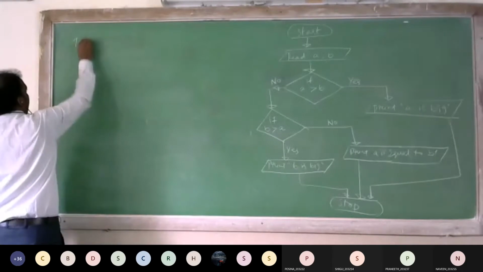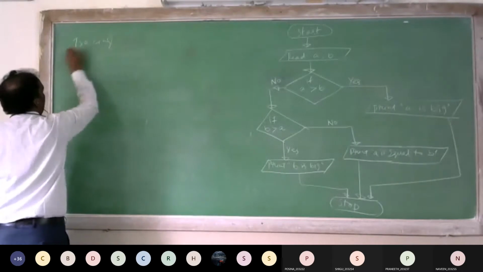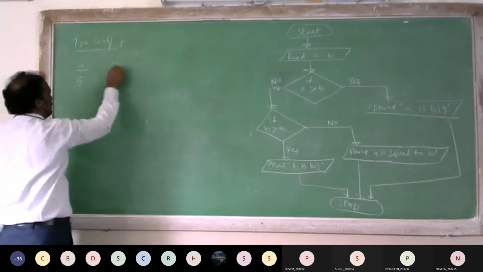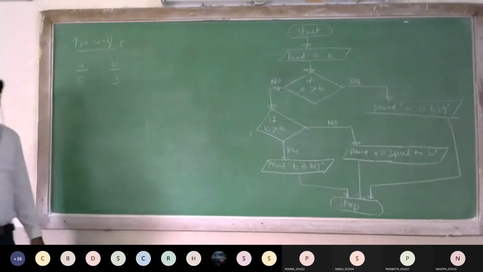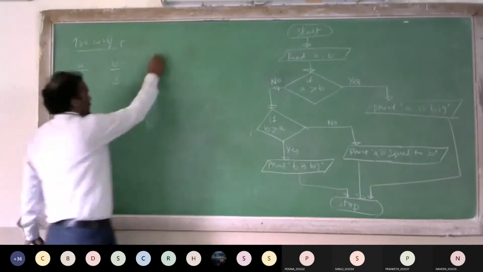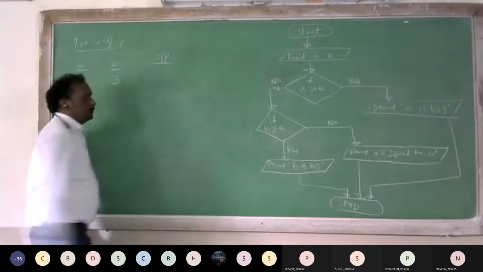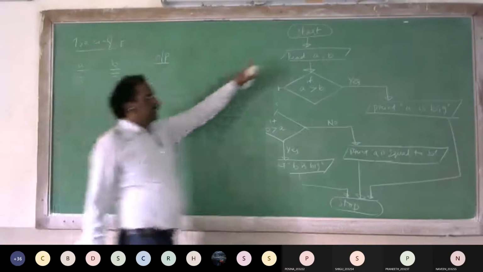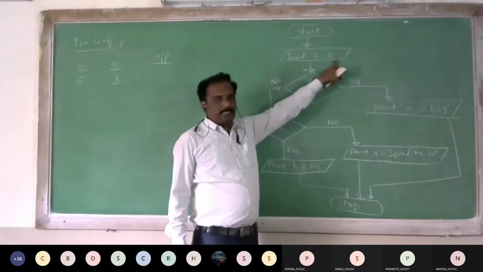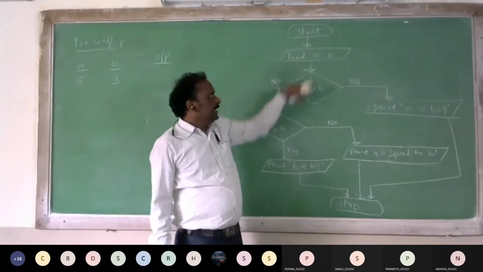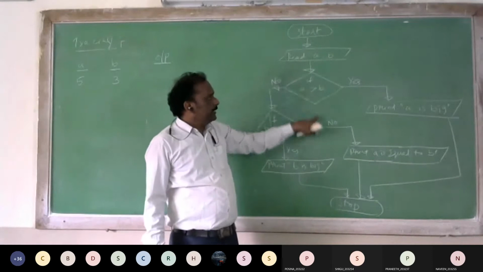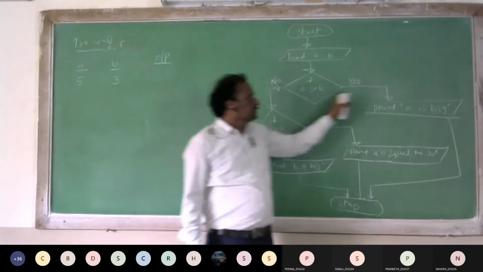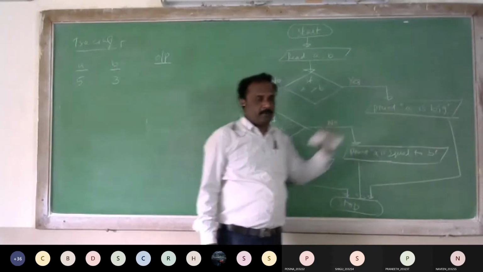Now tracing. Say that A is 5, B is 3. What is the output we are getting? So start, A is 5, B is 3. Now see the arrow symbol. Every time I am writing the arrow symbol. This arrow symbol means it is coming in this direction, and this arrow symbol means it is going in this direction.